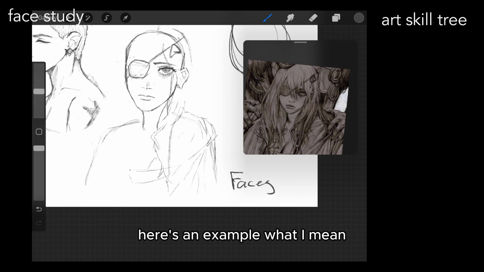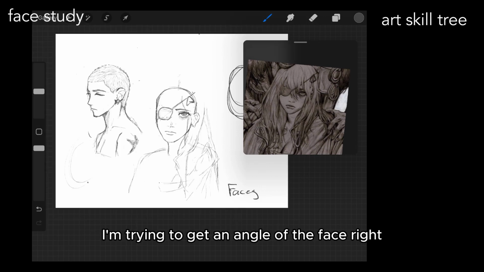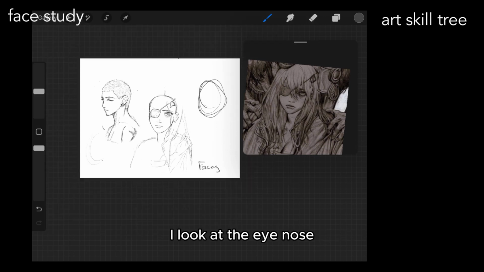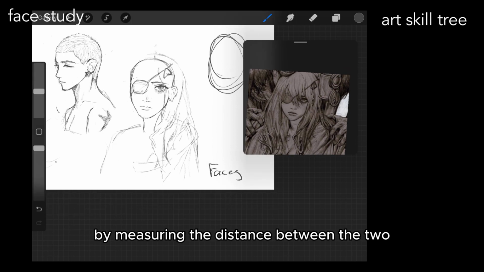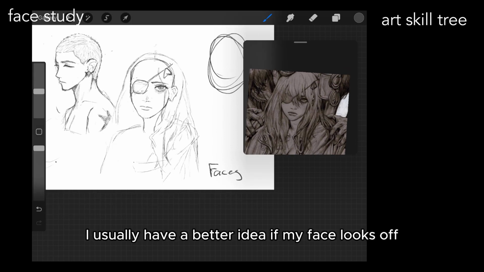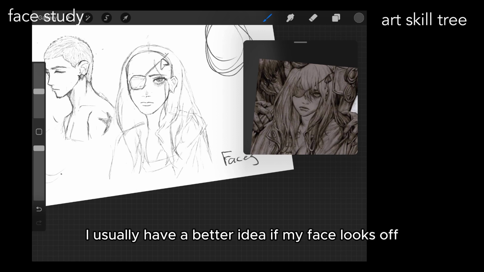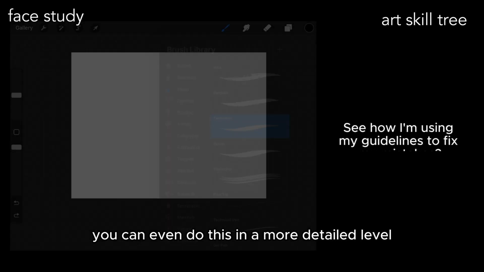Here's an example of what I mean. When I'm trying to get an angle of the face right, I look at the eye, nose, mouth, chin, and cheeks in relation to each other. By measuring the distance between the two, I usually have a better idea of where my face looks off. You can even do this on a more detailed level.